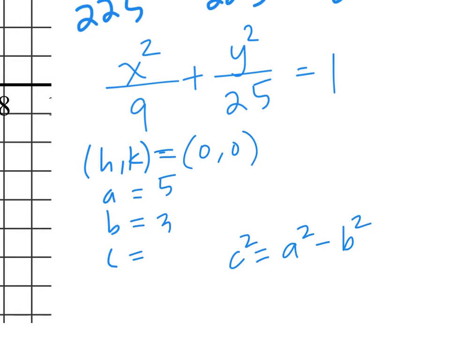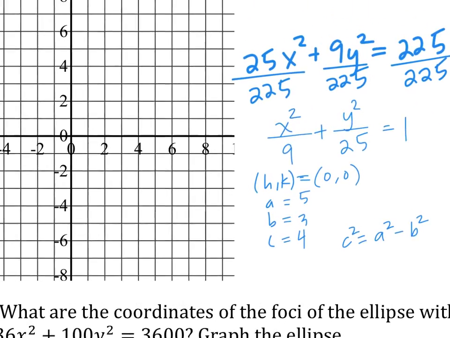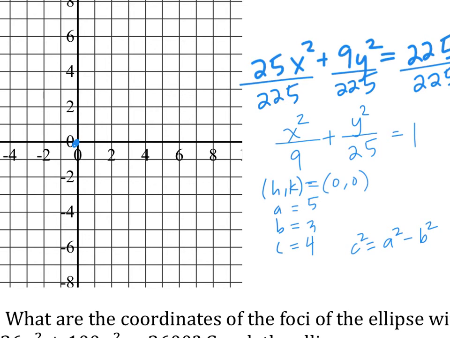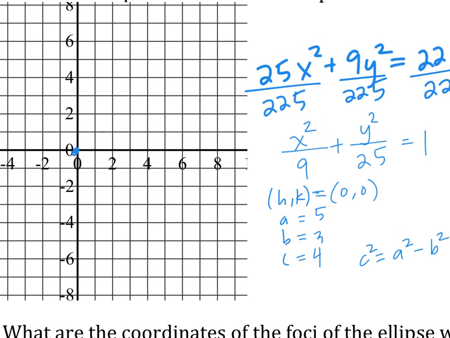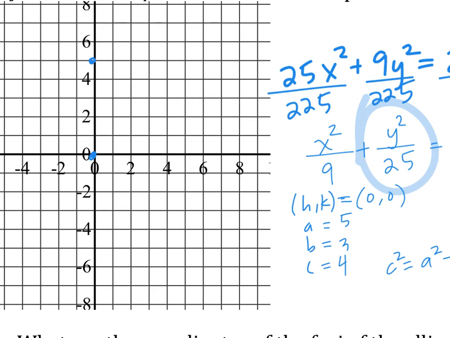So go ahead and figure out what that is. A squared minus B squared. Okay, so how long is C? 4. All right, before you start writing equations, let's graph it. The center is at 0, 0. Where is the major axis? On the x or on the y? Y. Why is that? It's the bigger one and it's underneath y, right? So that means we need to go up 5 and down 5, not left and right. So this ellipse is longer in the y direction.